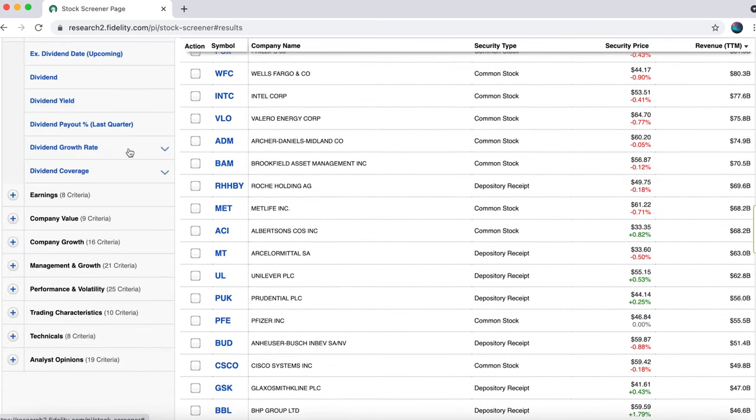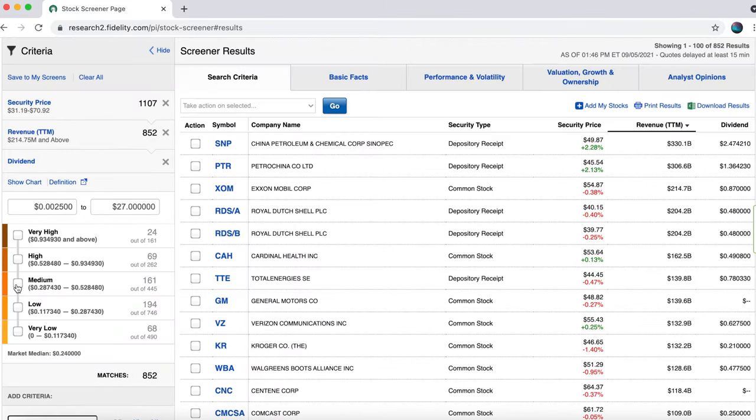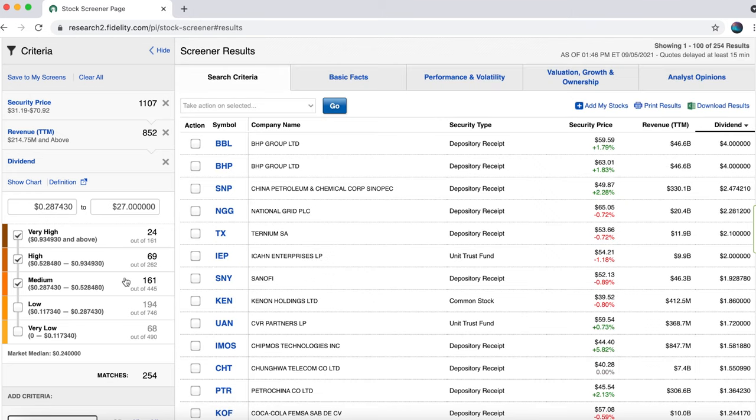Let's say I want to see if there's a couple that have a good dividend yield. So I click medium to very high. And as you can see, there's 254 now. So it's went from 1,107 to 852 to 254. So you can kind of see which filter is affecting the amount of stocks you receive right here.